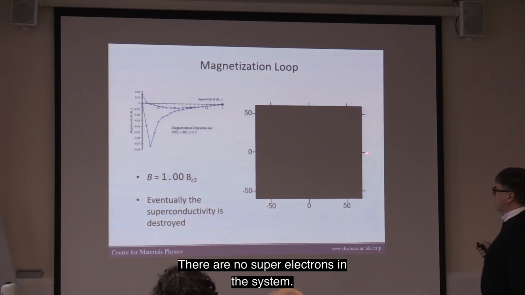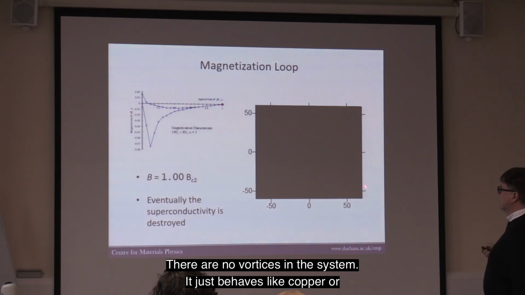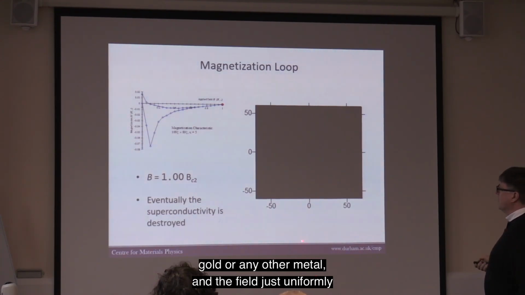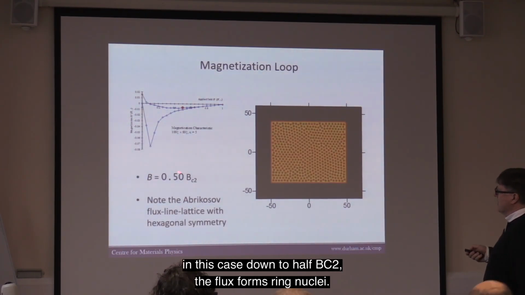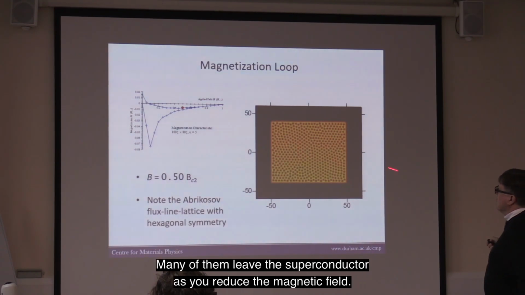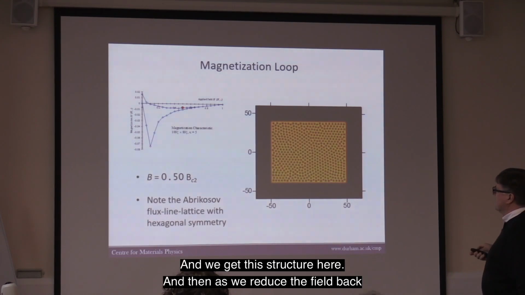There are no superelectrons in the system, there are no vortices in the system, it just behaves like copper or gold, or any other metal. And the field just uniformly penetrates the material. Then if we reduce the magnetic field, in this case down to half BC2, the fluxons renucleate, many of them leave the superconductor as you reduce the magnetic field, and we get this structure here.